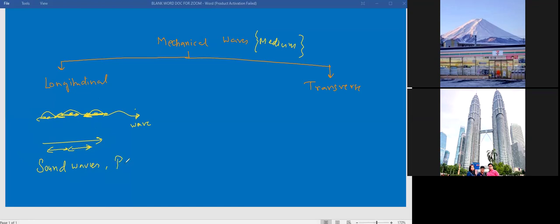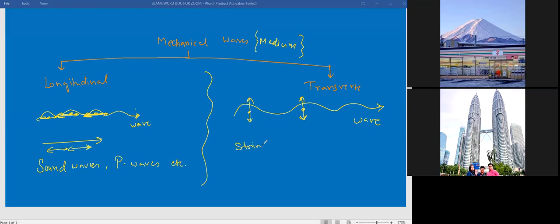Then we have P waves, seismic P waves. They are longitudinal waves. Whereas there are certain kinds of waves where, when they move, the particles start oscillating perpendicular to the direction of propagation of the wave, like this. This kind of wave is called a transverse wave. Examples are string waves and also S waves of seismic waves. These are transverse waves.